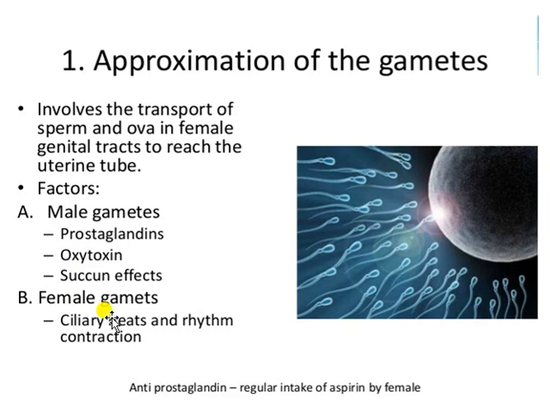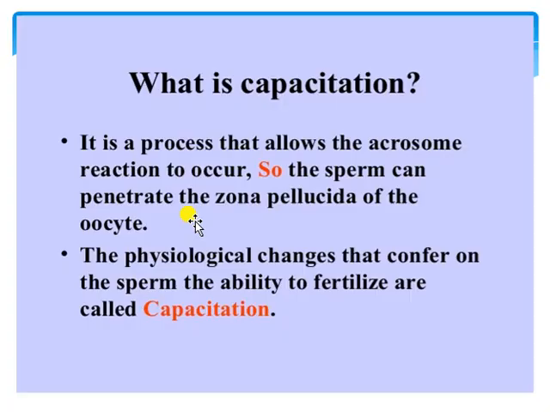In the case of female gametes, the cilia present on the inner wall of the fallopian tube, and the rhythmic contraction and relaxation of the fallopian tube muscles, help in the propulsion of the female gamete towards the isthmus ampullary junction. Now after approximation of the gametes, the next step is capacitation.